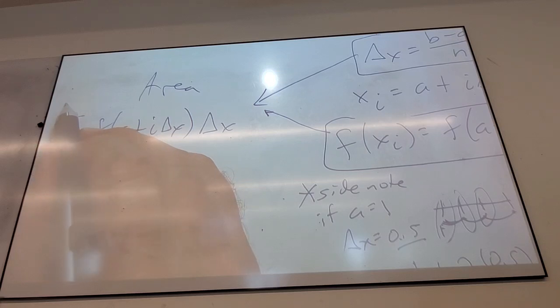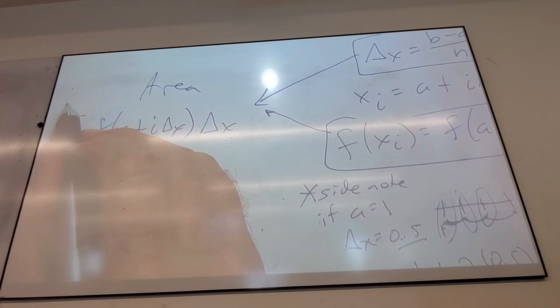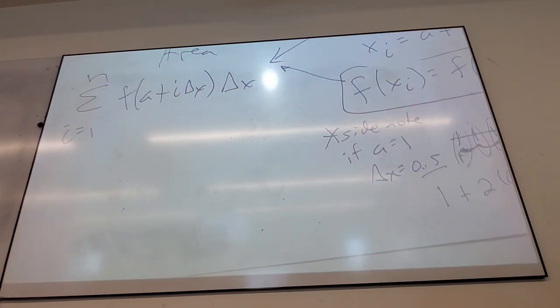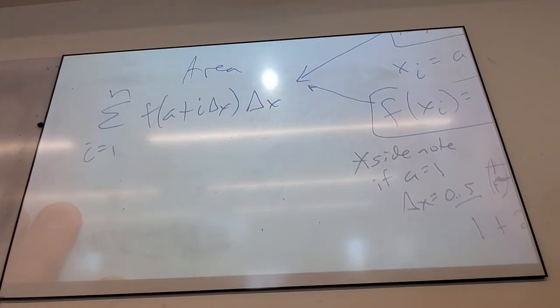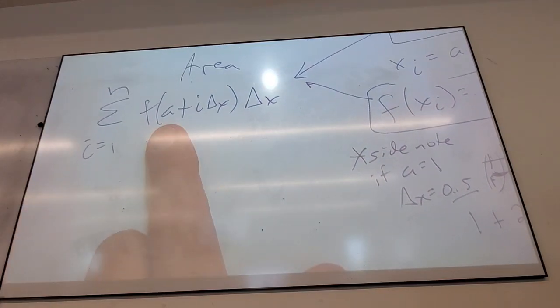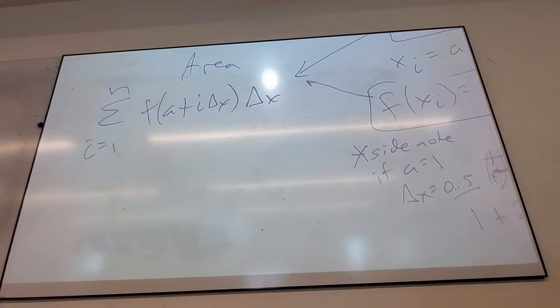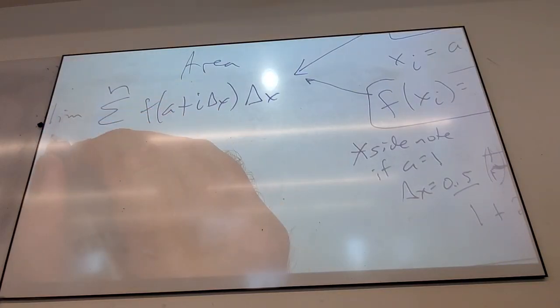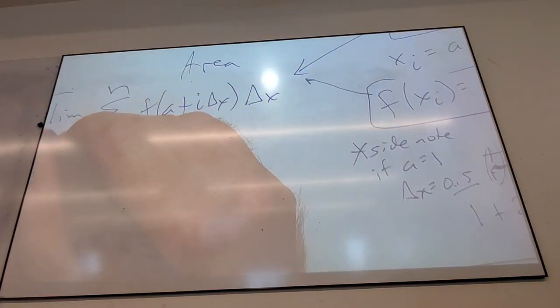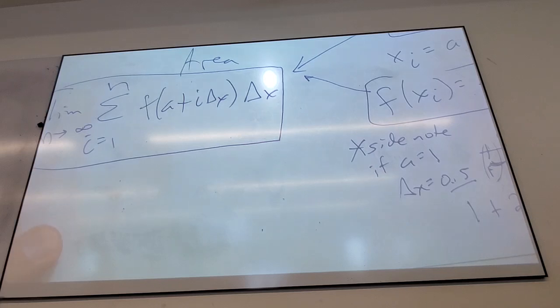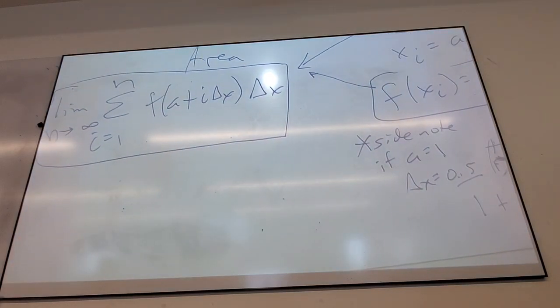But of course, how many rectangles did I say we're using? N. This is effectively what we did on the problem when n was 6. We did all these steps, n was 6. But what are we going to do now to ramp this resolution up? We're going to let n go to infinity. This is the formula for the exact area.